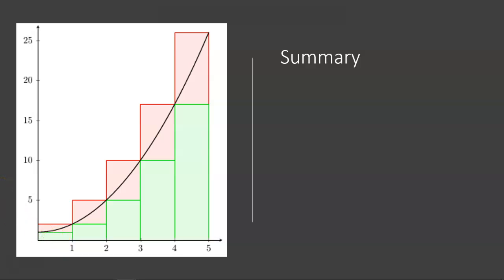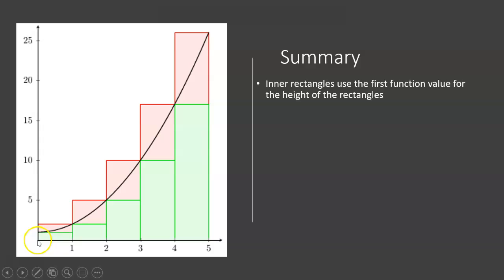So my inner rectangles are going to use the first function values to get the height. So from this case here, I've used 0 to get the height. So I've gone 0 squared plus 1. Okay, remember I said that's y equals x squared plus 1. Then to get the height, I've gone 1, so 1 squared plus another 1. 2 squared plus 1. 3 squared plus 1, and finally 4 squared plus 1.